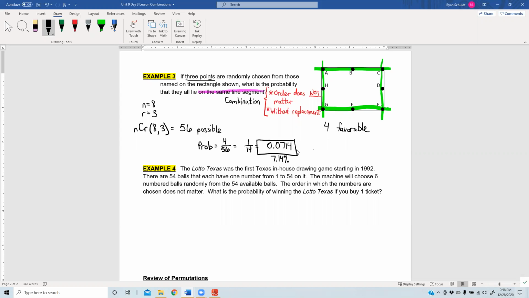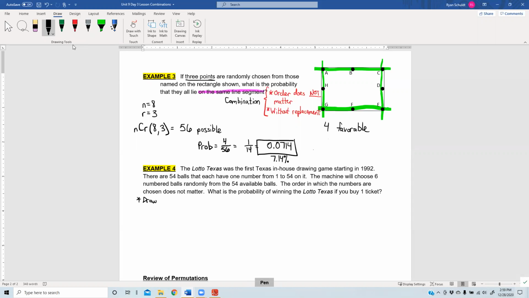Oof, okay. Let's see here. Well, when they draw for the Lotto, can they draw the same number twice? Aside from like a bonus ball or anything like that, just the main numbers. Can they draw it twice? No. Since they can't draw it twice, that means they're drawing without replacement. So let's make note of that. We draw without replacement.